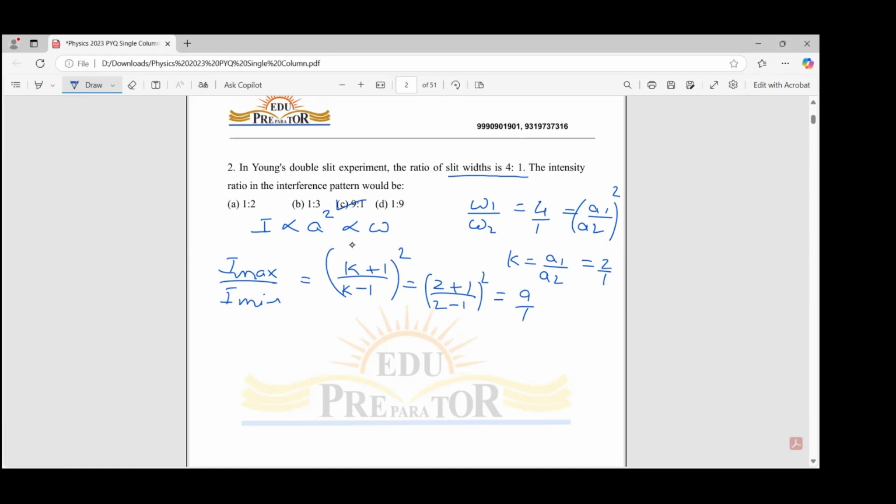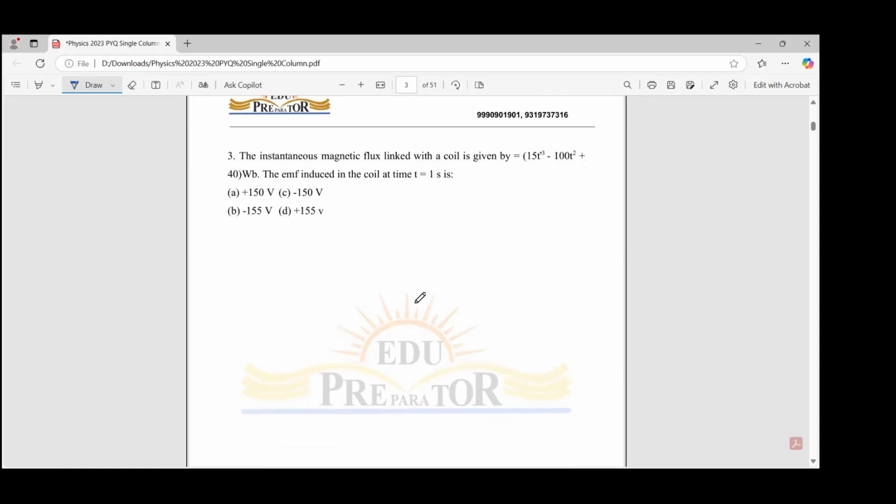Let us move further with question number three. The chapter it belongs to is electromagnetic induction. We know the EMF induced is minus d phi by dt. You are given the magnetic flux here. So if you differentiate it, we know we multiply with the power and reduce the power by 1. So 15 into 3 is 45, reduce the power by 1, so 3 minus 1 will be 2. Minus 100 into 2 will be equal to 200. Reduce the power by 1, that is t.